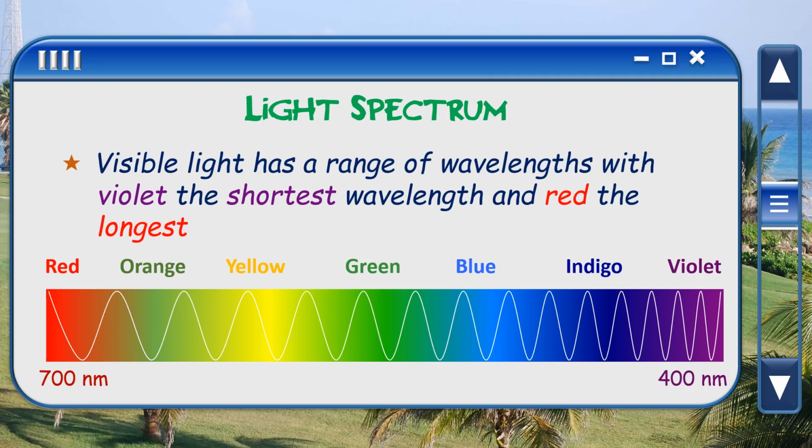The visible light has a range of wavelengths from violet, which has got the shortest, to the wavelength of red, which has got the longest, all of us that we have seen. If you look at your spectrum, you'll see that violet has the shortest wavelength, which is 400 nanometers, and then the red light is the one which has got the longest wavelength, which is 700 nanometers. That is the visible light.